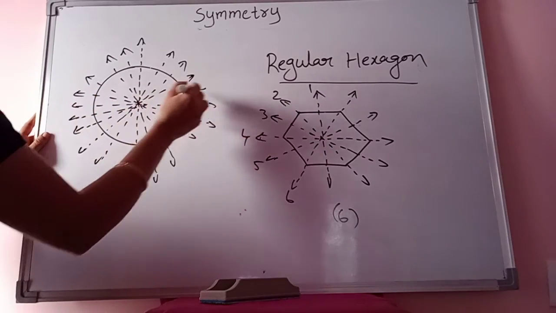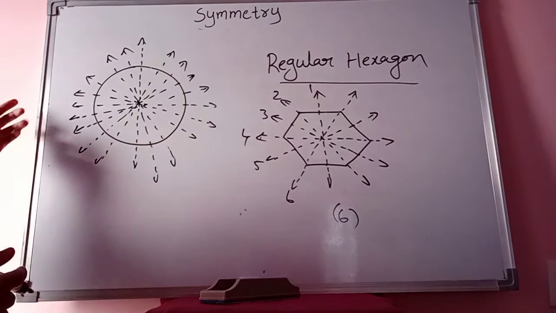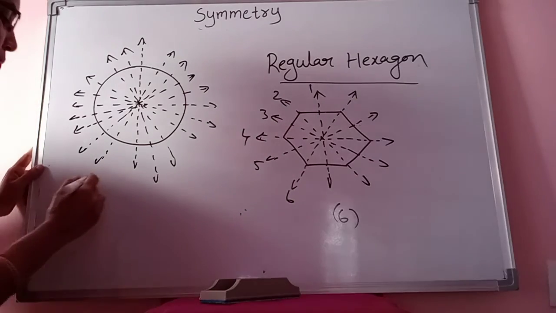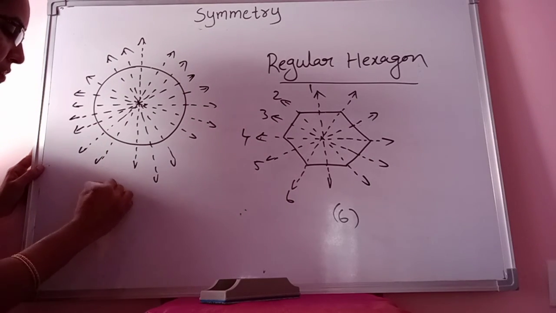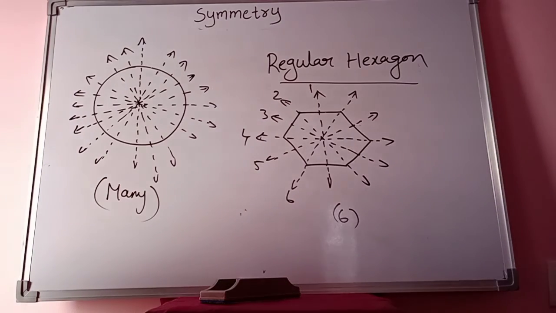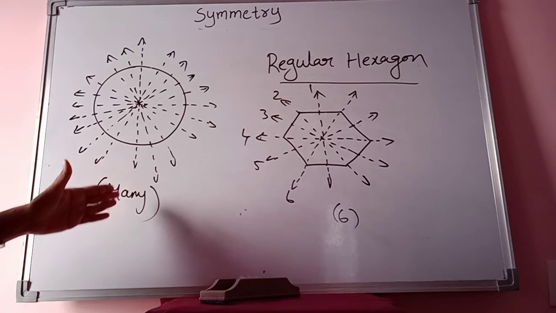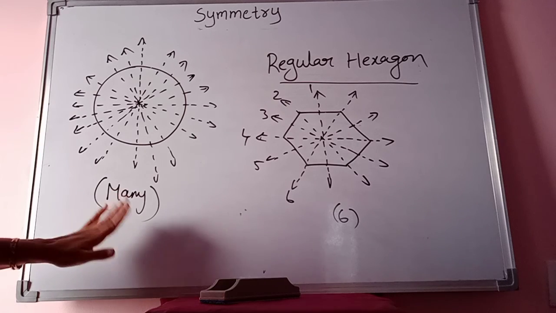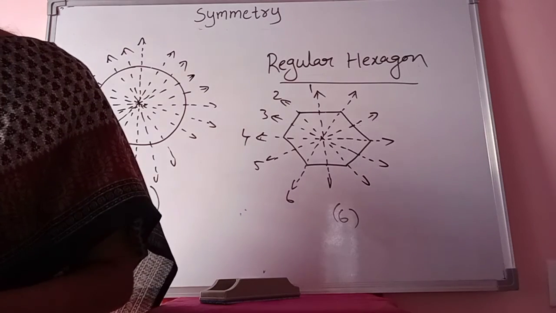If we keep on drawing bigger size circles, we'll get many lines of symmetry. We cannot say the circle size is only 2 centimeters or 1 centimeter radius. If we go on drawing bigger size circles, we'll get many lines of symmetry. So we say that a circle has many lines of symmetry, or we can use the word infinite, because as we go on drawing bigger circles, we cannot count how many it has. Therefore we say that a circle has infinite lines of symmetry.